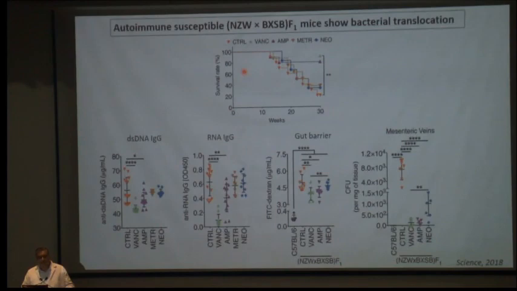So what they did was they took this group of animals, these are NZW and BXSB, I'm not going into the details, two strains of mice, and the F1, that is the progeny of this pair, is autoimmune sensitive or reactive at birth itself. So they gave vancomycin, ampicillin, metronidazole, and neomycin to these groups and followed these animals over a 30-week period.